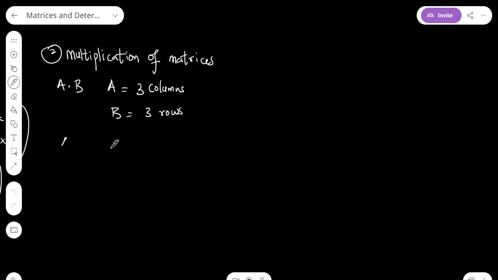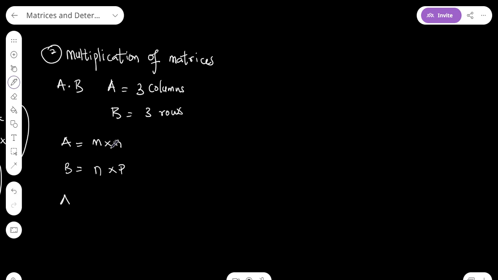So for example, if A is an n by n matrix, that is, it has n number of rows and n number of columns, for A to multiply B, B must have this row number equal to the number of columns in A, then maybe P, any number of columns. So the number of columns in A is the number of rows in B.